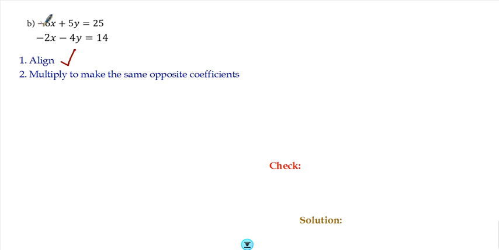So here is negative 6 and negative 2. They're not opposite coefficients. This is positive 5, negative 4. They are not the same opposite coefficients. So how are we going to make these two same opposites, or these two same opposites? And whenever you are in this kind of situation, you have to figure out which one you want to change. This is 5 and 4. So remember when we have least common multiple, if you have, let's say, 3 and 4, the common multiple would be 12.